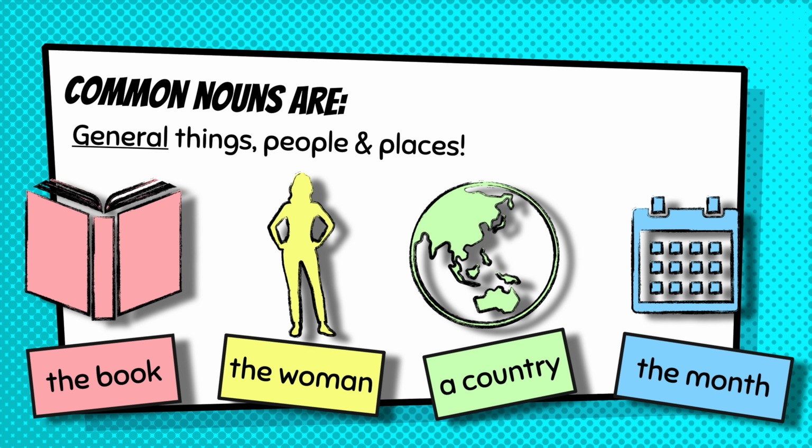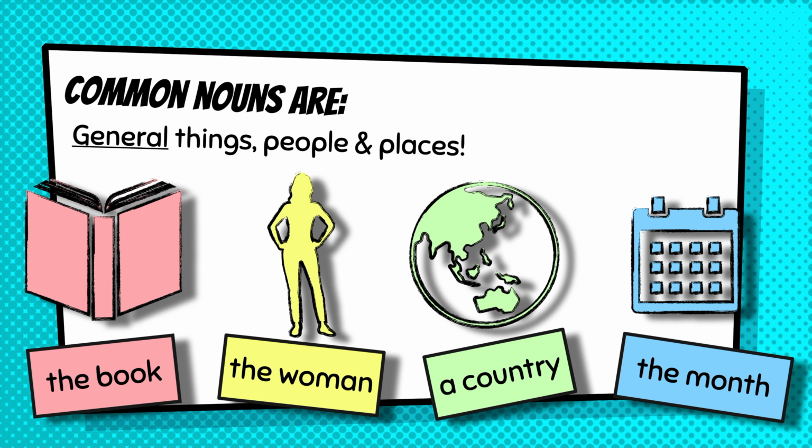So let's go through the difference between a common noun and a proper noun. And as we said before, proper nouns will always need a capital letter at the start, but common nouns don't. So a noun in general is a person, a place, or a thing. And common nouns, if you think about the word common meaning it's everywhere, it's a general thing, a common noun is a general thing, people, or a place. So it's not a specific, it's a general. So these are examples of common nouns. The book, the woman, the country or a country, the month.